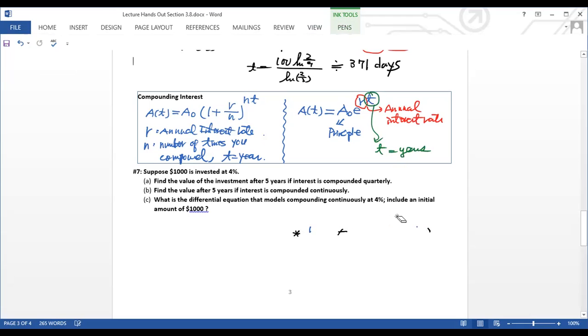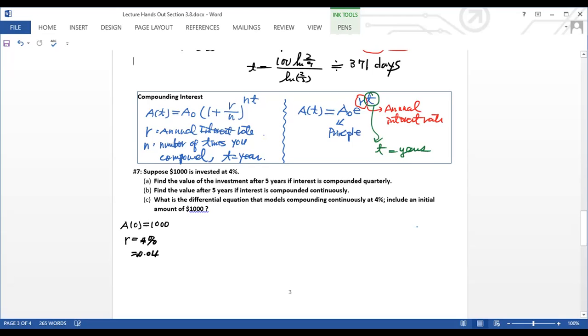Okay, so let's take a look at some examples. I also would like to show you how to use the TI-84 calculator to make your calculations a little easier. Now in here, suppose $1,000 is invested at 4%. A_0, my principal, is 1,000. What is my r? r is 4%, so it's 0.04.